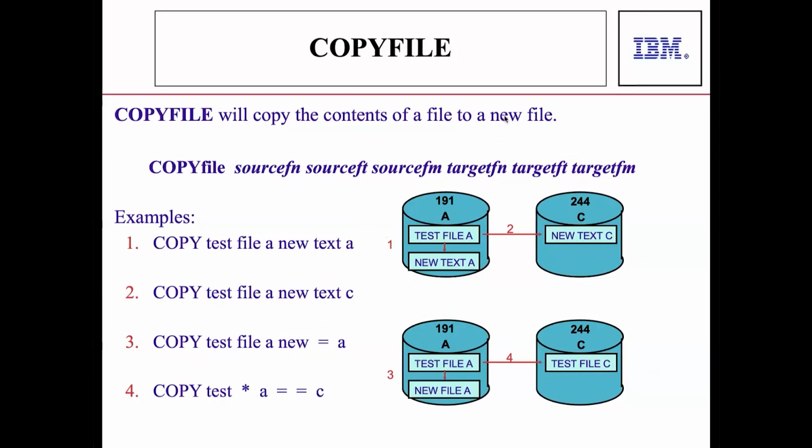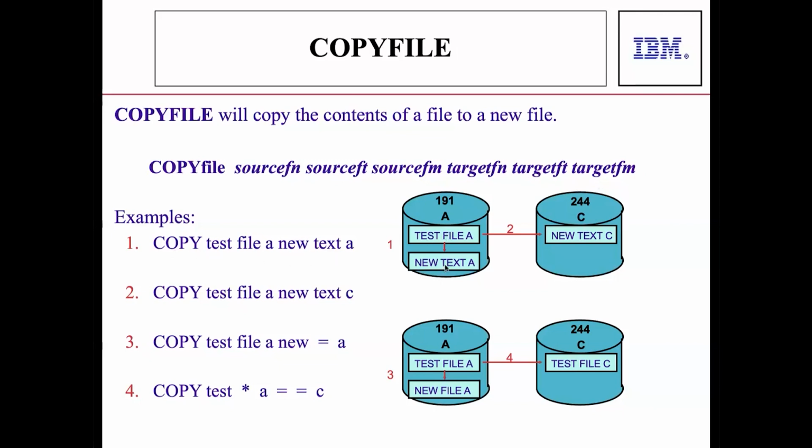Copying files, pretty basic. We always need to do that in any operating system. And it's just the COPYFILE command, or just COPY, and I give it the full source: file name, file type, file mode, and the target. Where am I copying it to? File name, file type, file mode. So it can be kind of a long command: test file A to new text A.